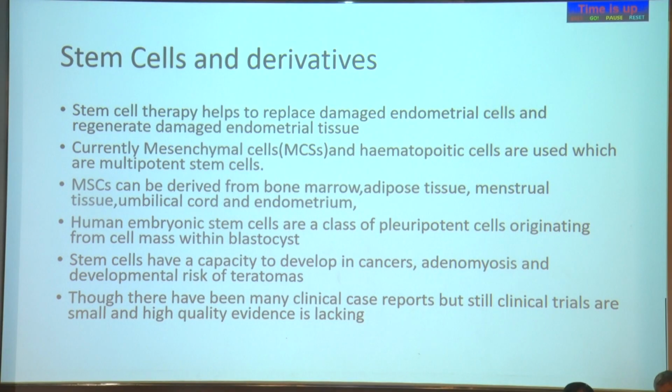Human embryonic stem cells are a class of pluripotent cells originating from the cell mass within the blastocyst. But one important thing is that whenever you are using stem cells, you always have a worry that maybe endometrial cancer will develop, or adenomyosis will develop, or the child born afterwards may have teratoma. So though there have been many clinical case reports, clinical trials are still small and high quality evidence is lacking.